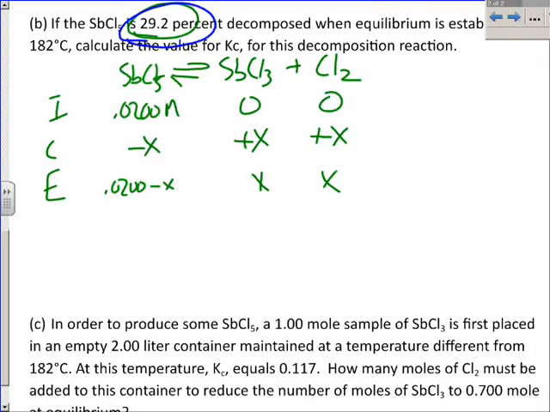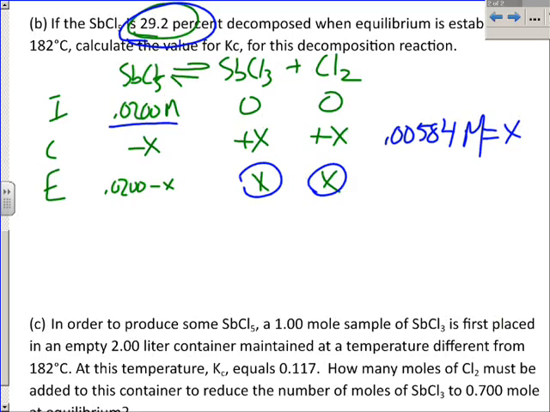So if 29.2% of it decomposes, what is 29.2% of that? Well, it turns out that that is 0.00584 molar. So 29.2% of my original decomposes, and that means that's how much is going to drop. So this is going to equal, for this problem, what my x value is. At that point, I can plug that in for each of these, do the math with that x and figure out what my Kc is.